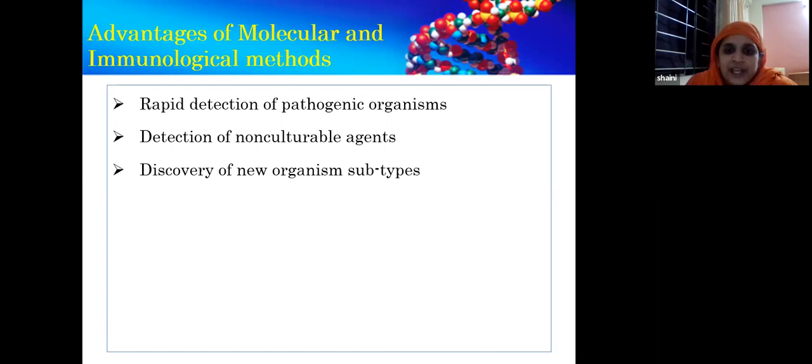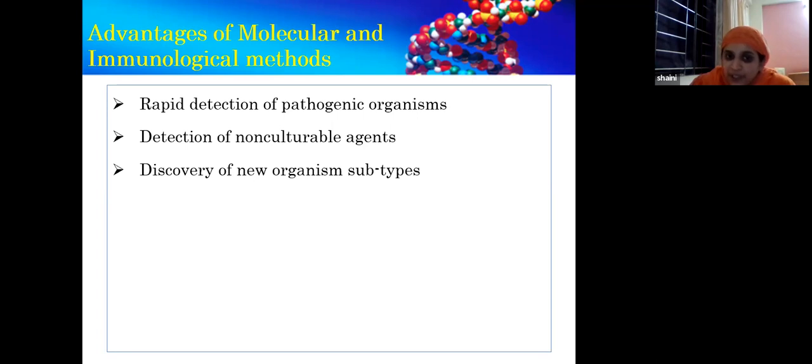Discovery of new organism subtypes. Now, this again, HPV and all, it was not known before. I mean, the HPV virus was known for a long time, but the various subtypes of HPV from 1 to 3 to 16, 17, 32, all that has been possible. The identification of all that has been possible only with the advent of these advanced techniques.